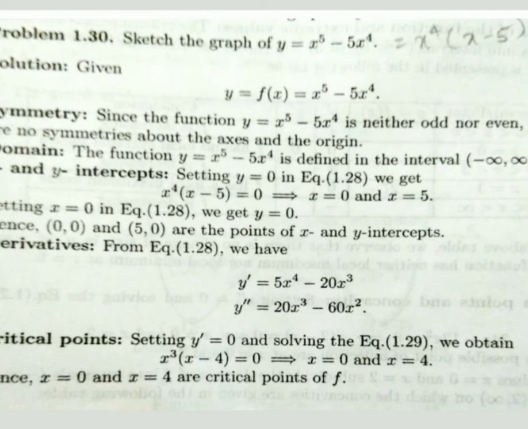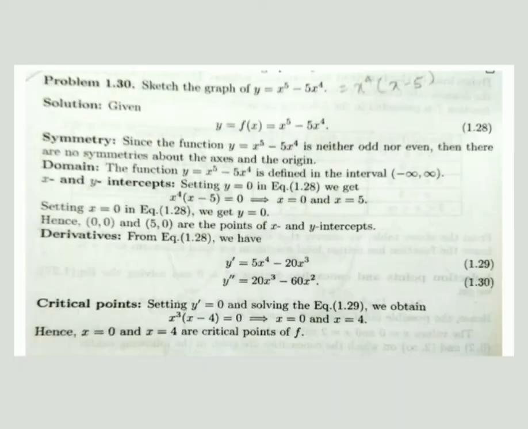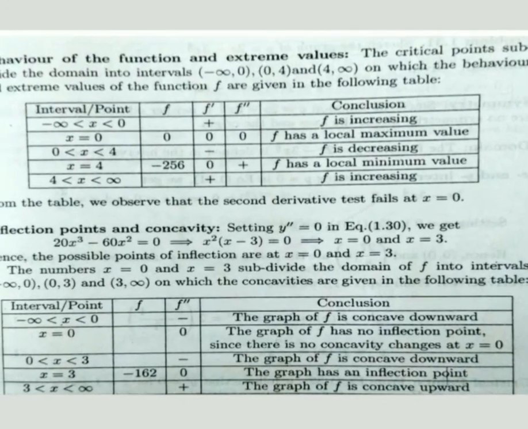Next, the derivatives: y dash will be 5x power 4 minus 20x cube. Y double dash will be 20x cube minus 60x square. Therefore, the critical points we obtain are 0 and 4. At this point, we will subdivide the domain.